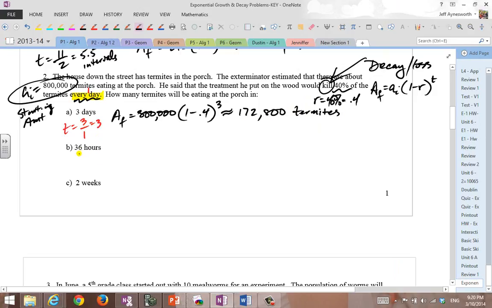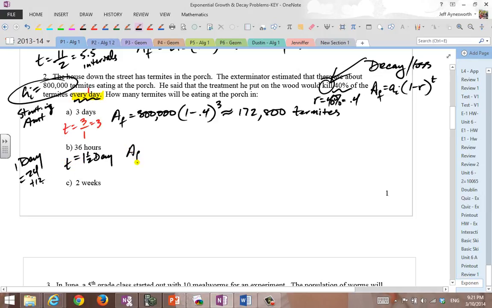Okay, now how many after 36 hours? Well, how many days is that? So 1 day equals 24 hours. Half a day is 12 hours. So this is a day and a half, equal to 1.5 days. That's 1.5 time periods. So in this case, t is 1.5.